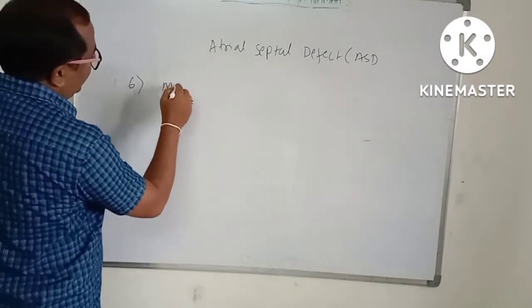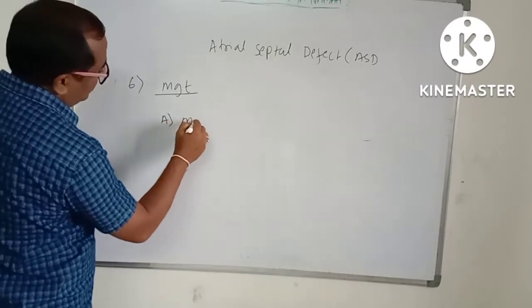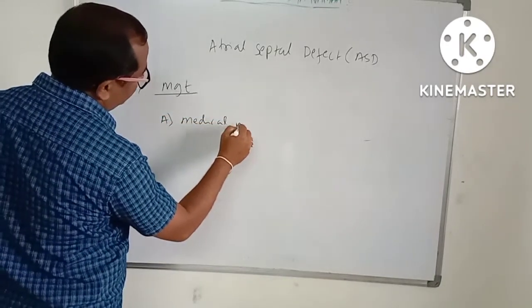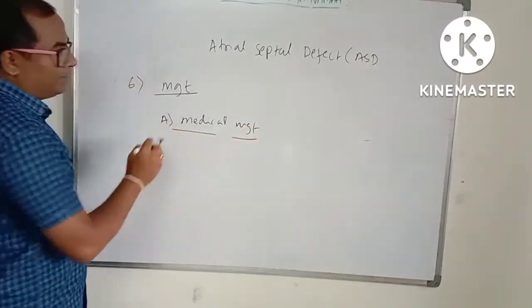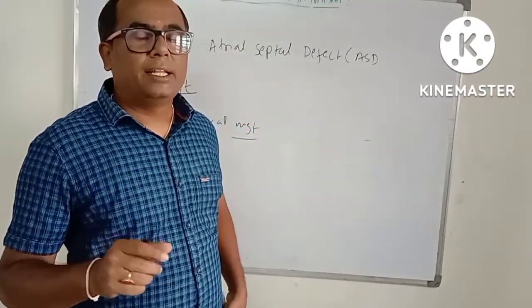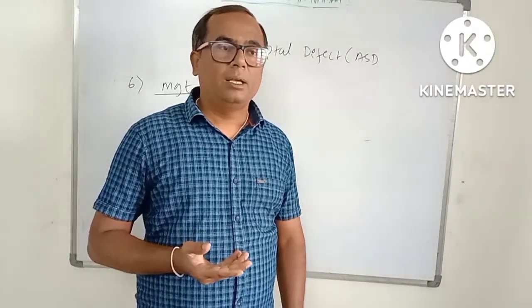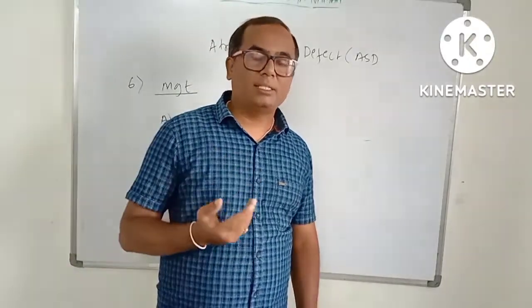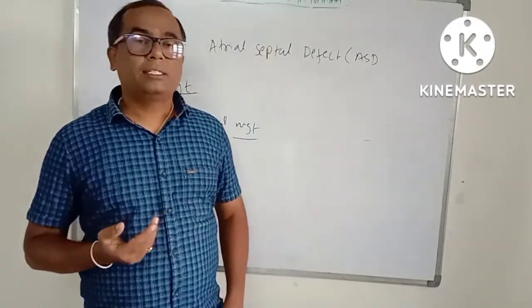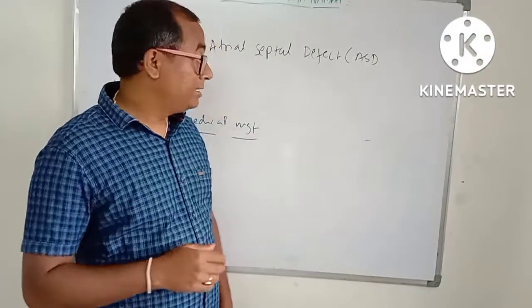So the last part is management. First one is medical management. In medical management, if the defect is very small, then usually the child is asymptomatic. There is no symptom at all. But if the structural defect, that is ASD, is larger in size, then there is more shunting of blood and significant signs and symptoms you can see.